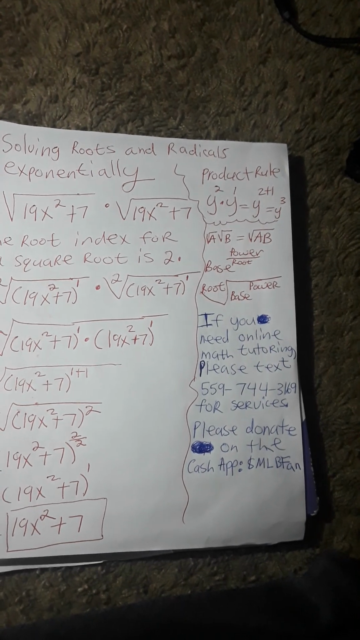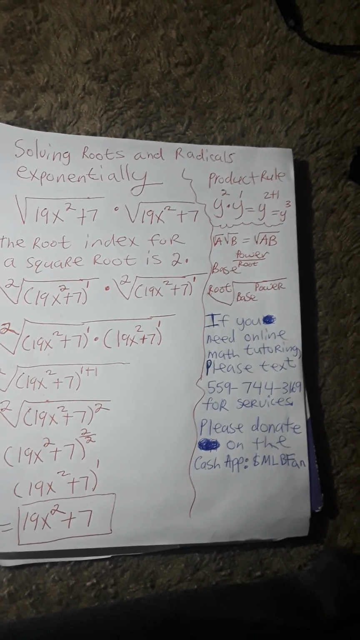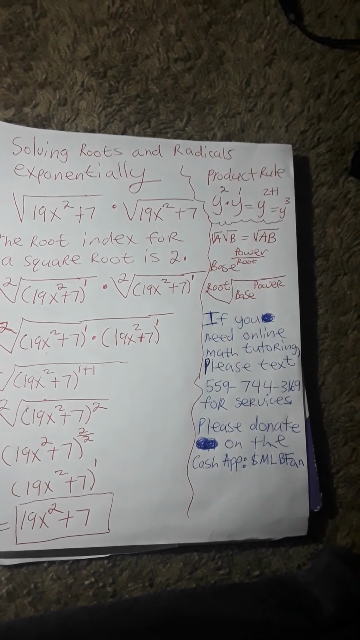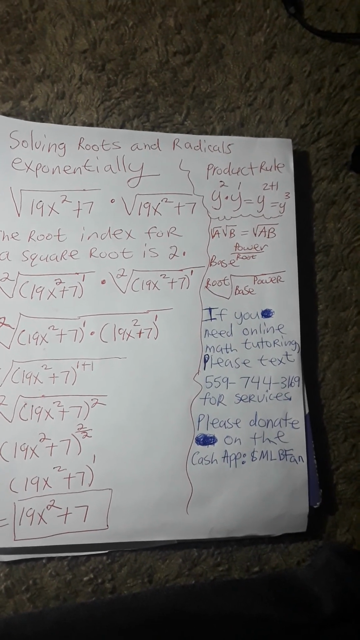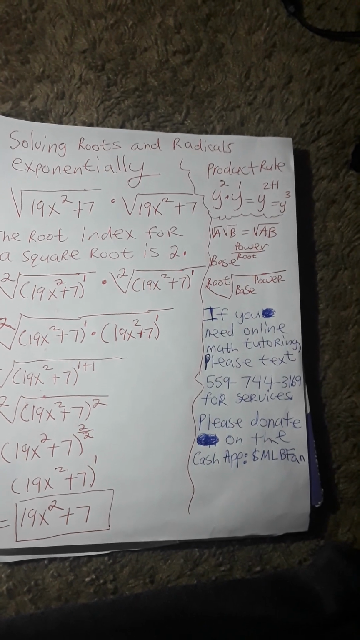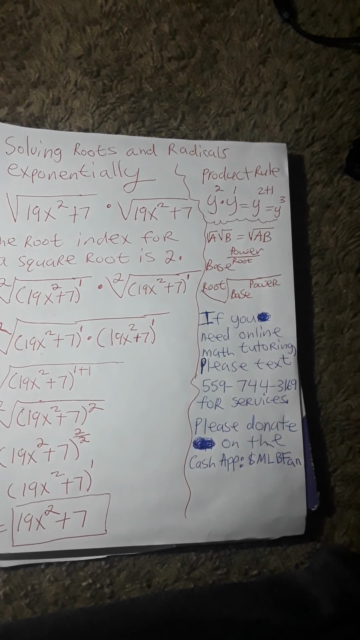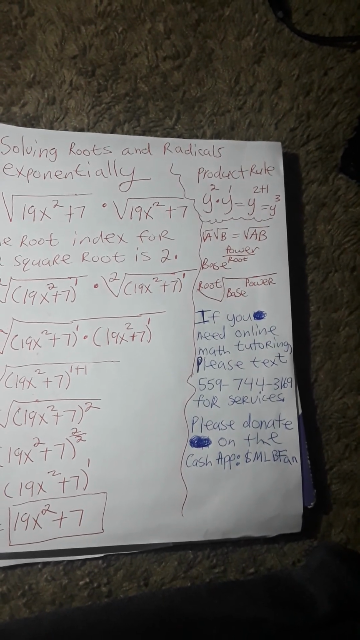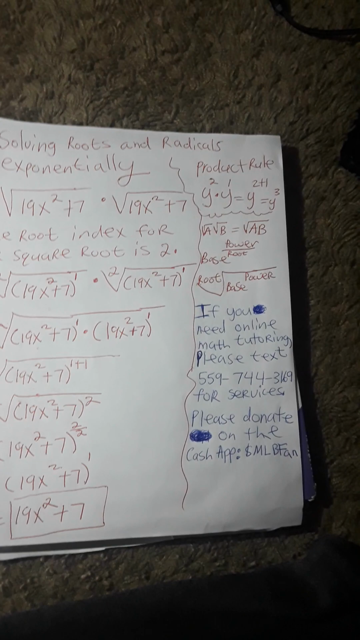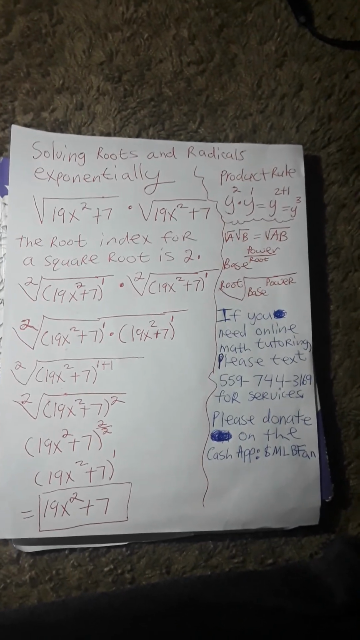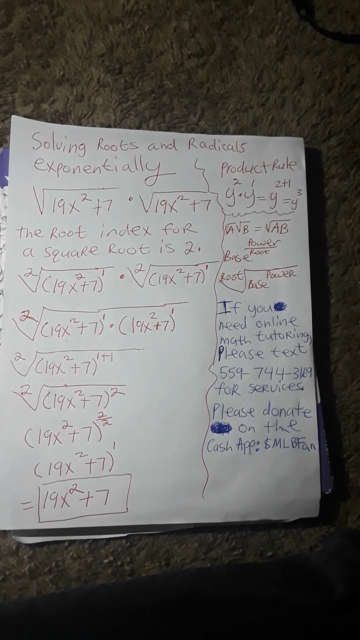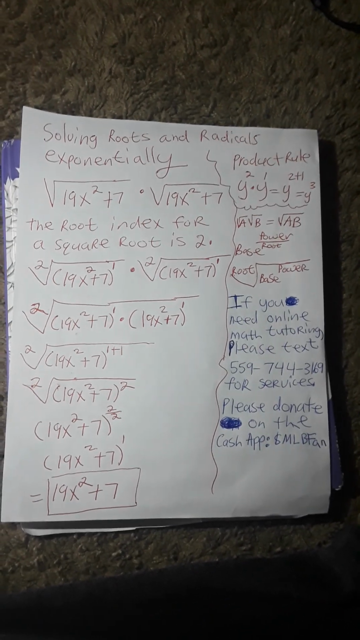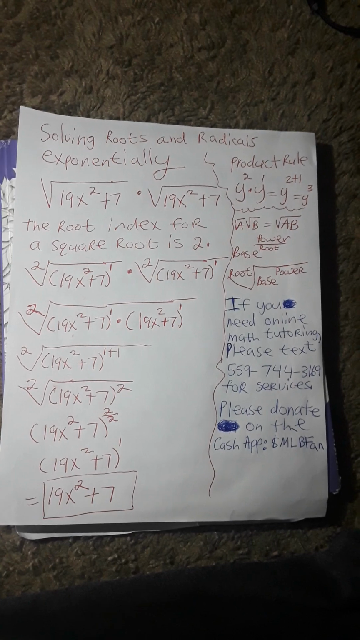The next formula is square root of a times square root of b is equal to square root of ab. Then we have to know the formula of base to the power divided by the root, and then root base to the power. These are some of the major formulas that are needed within problems like this.